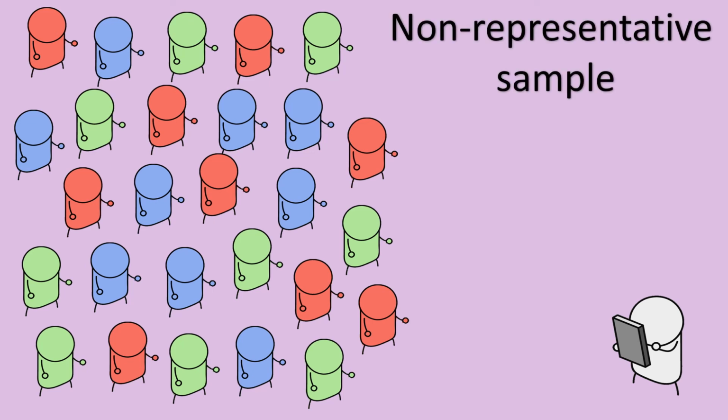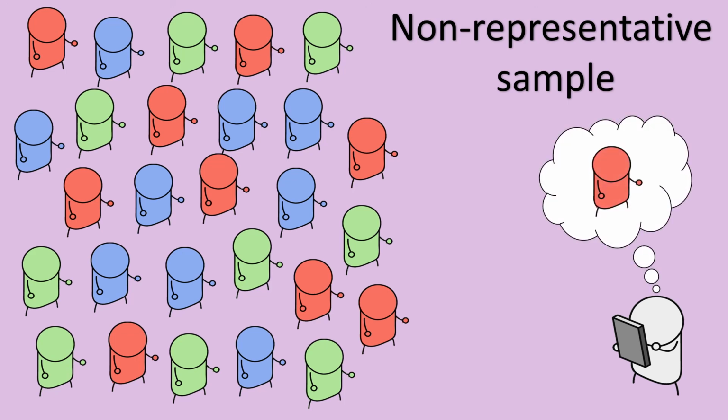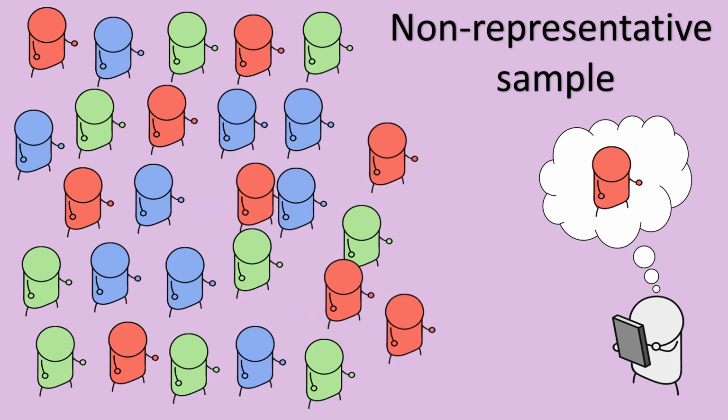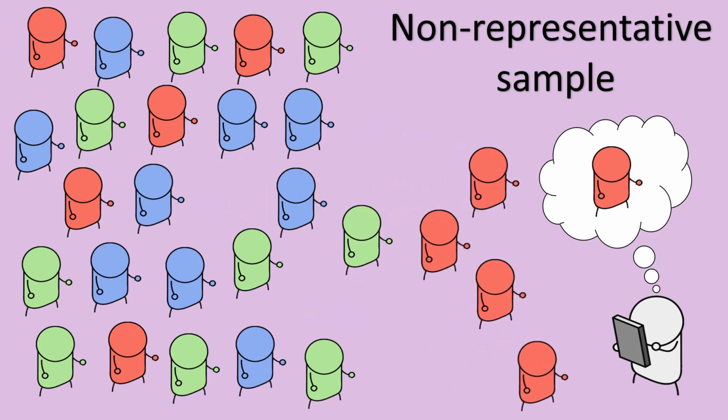A non-representative sample is, as it suggests, a sample that is deliberately unrepresentative. And this might be for a specific reason. So in this case, the researcher wants to speak to the red characters, and therefore the sample is made up entirely of people who are red. This means that, again, the sample is unrepresentative, but for the purpose of the research, this is necessary.